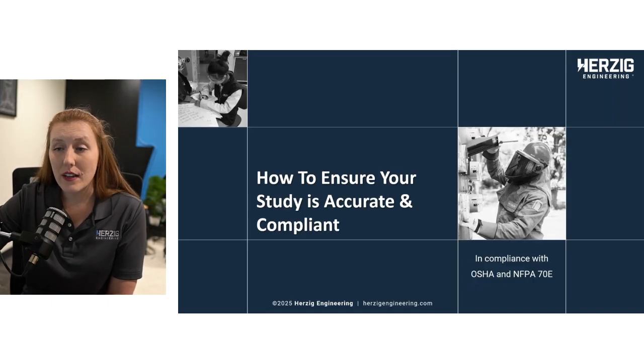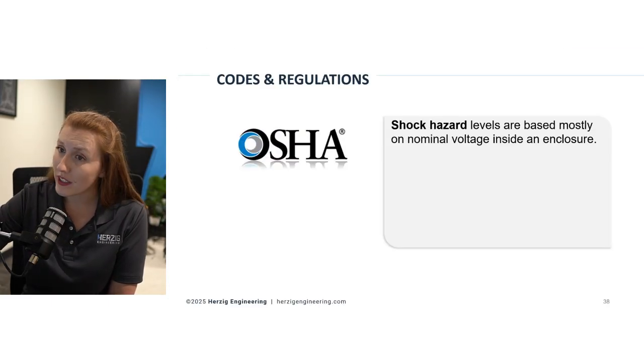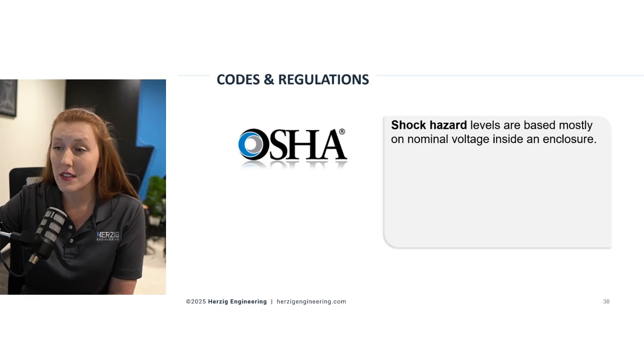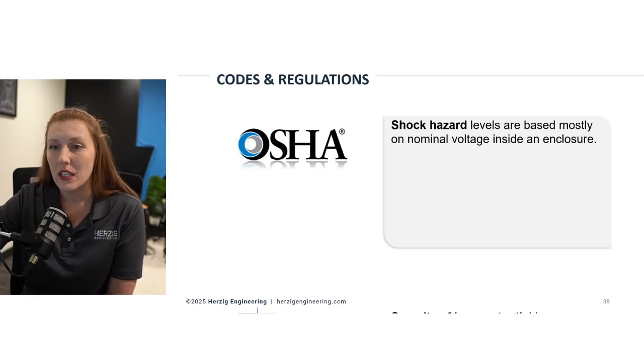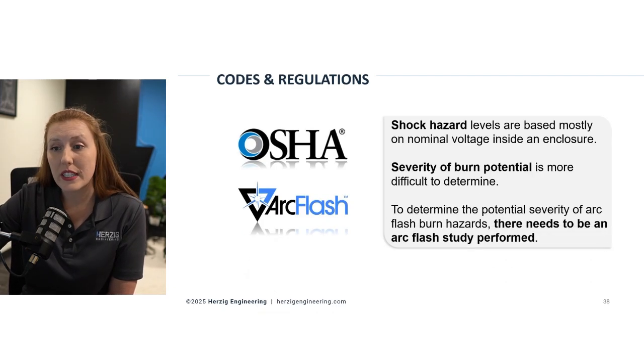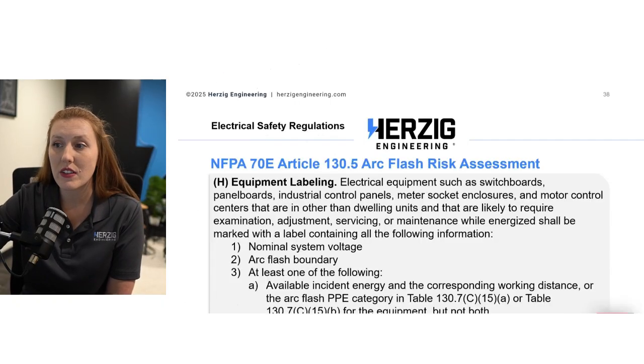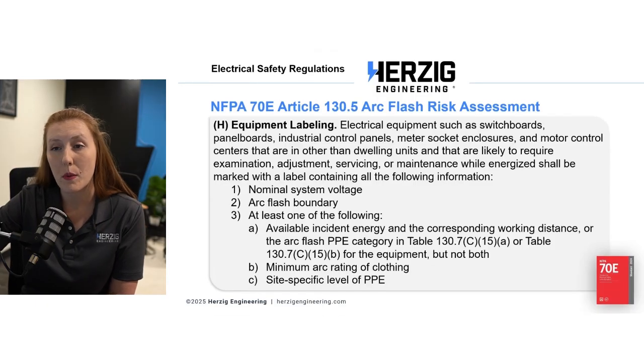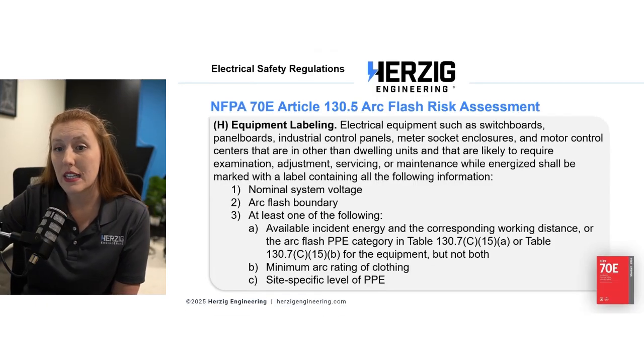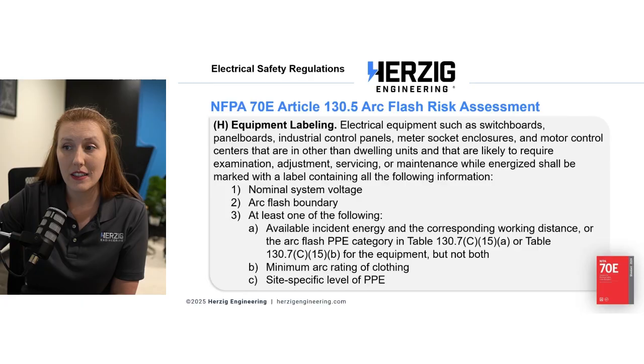Well, we gotta address shock as well. Don't forget about electric shock. It's a simpler hazard to address though. The severity of burn potential really comes down to completing an arc flash study. In the NFPA 70E, it talks about what needs to go on those equipment labels and all the equipment that needs to be included in that study.